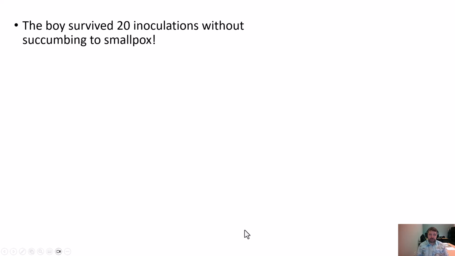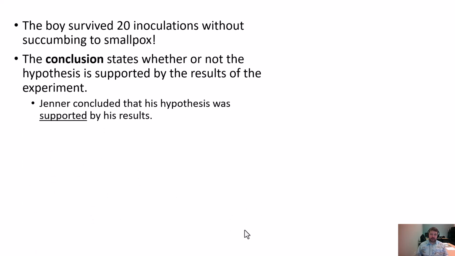So after giving the child cowpox and then inoculating the child multiple times with smallpox, the child survived over 20 inoculations. In fact, the child never died or succumbed to smallpox. So Jenner concluded that indeed an inoculation of cowpox would protect people from smallpox. That was his conclusion, that his hypothesis was supported, that being infected with cowpox gives you an immunity to smallpox.